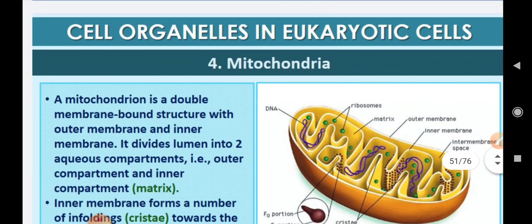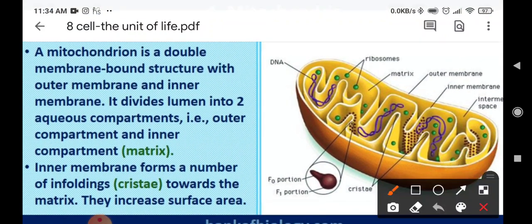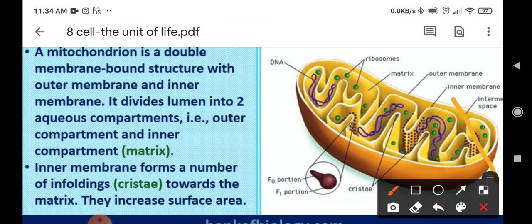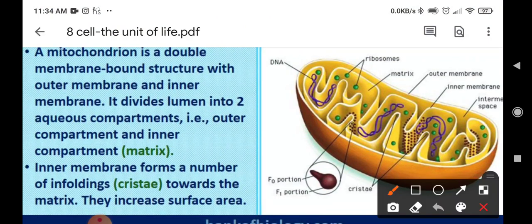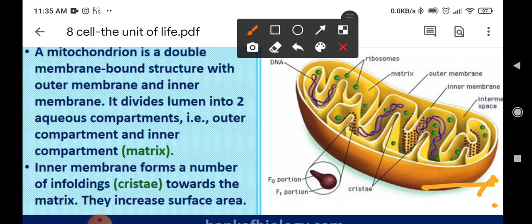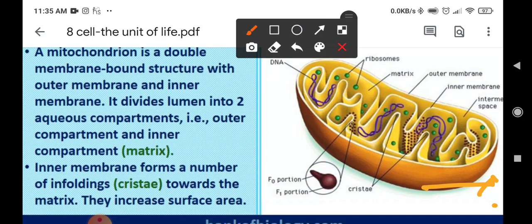Now moving on to the internal structure of mitochondria, which is very important. If you look at mitochondria, you will see that it has a double membrane. When I refer to it as double membrane, it simply means an inner and an outer membrane. If you look at the outer membrane especially, you will find that the outer membrane is smooth.